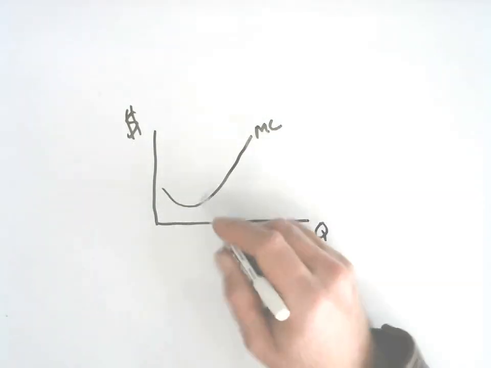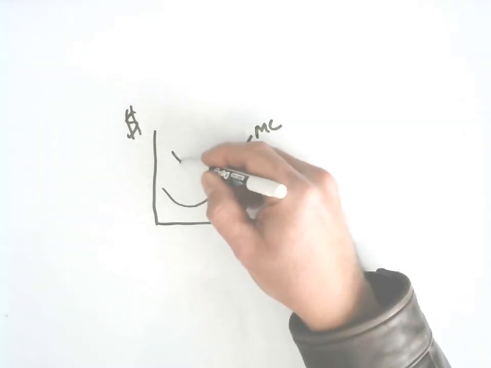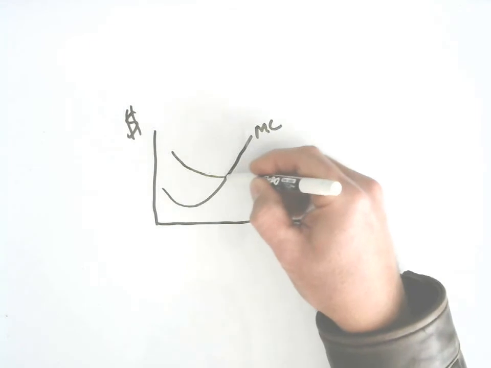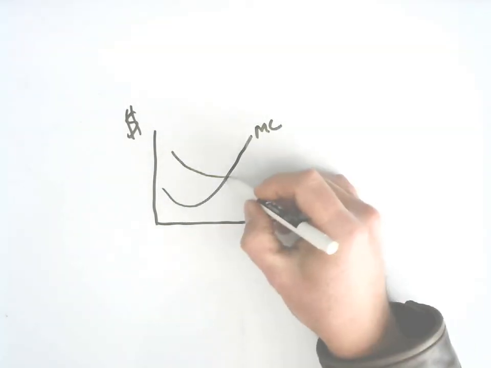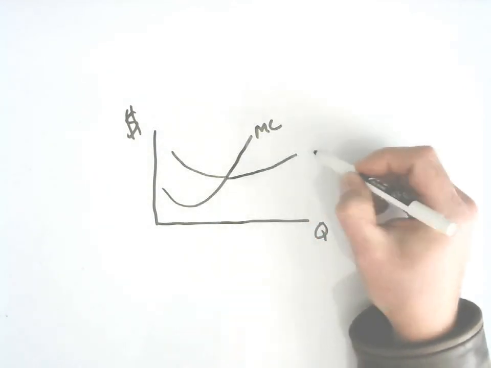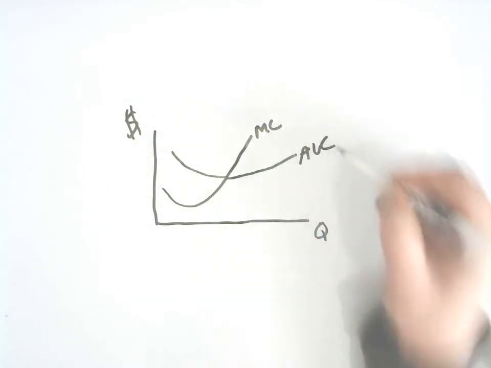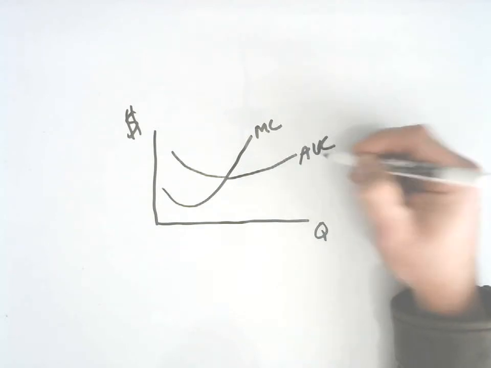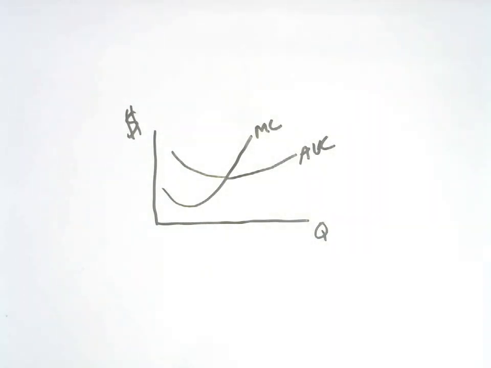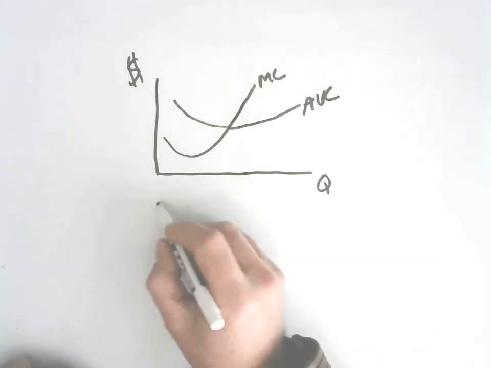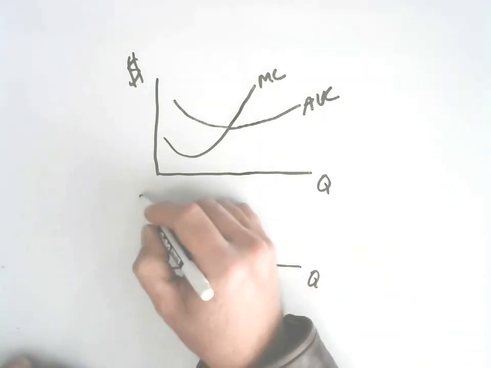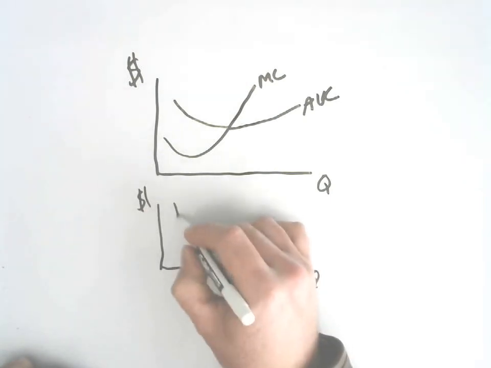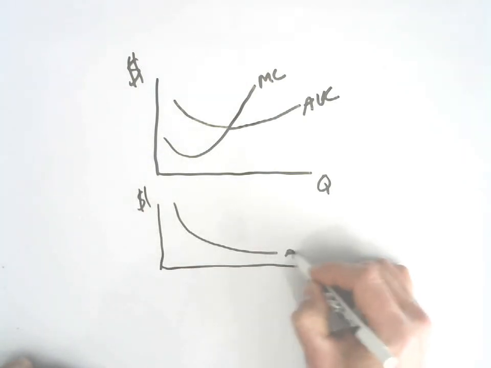Now, what does average variable cost look like? When marginal cost is below average variable cost, it's pulling the average down. And when marginal cost is above average variable cost, it's pulling the average up. And that is our average variable cost function. So now we have these two functions: average variable cost and average fixed cost, which looks like this.